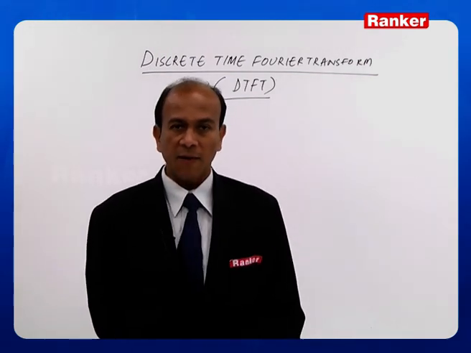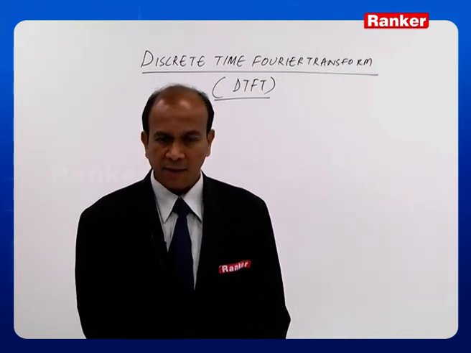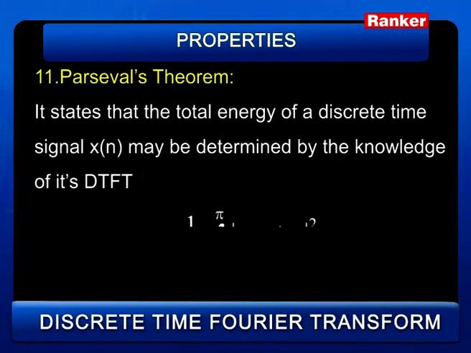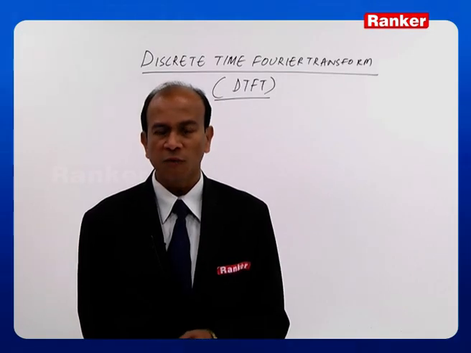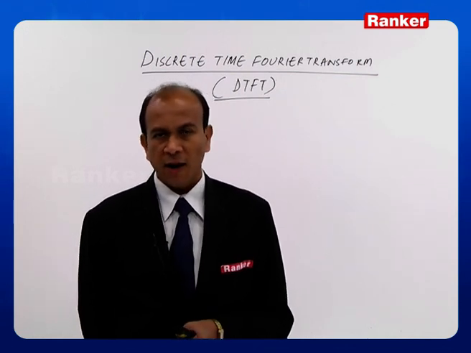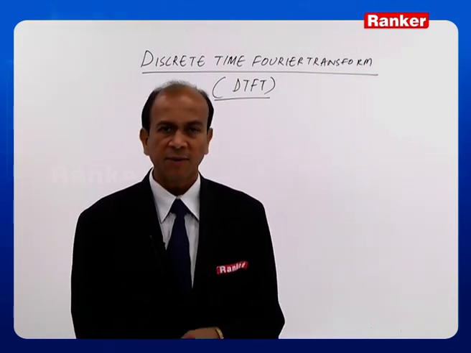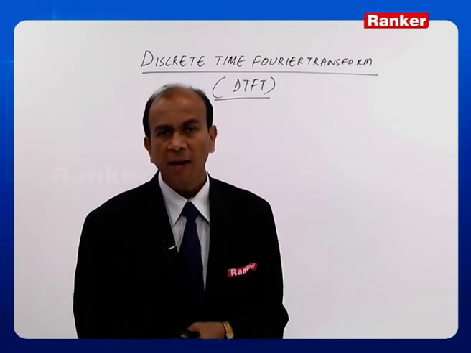Let us look at the 11th property. It is called Parseval's theorem. What does Parseval's theorem say? It states that the total energy of a discrete time signal x of n may be determined from the knowledge of its DTFT. That is, energy is given by 1 by 2 pi times the integral from minus pi to plus pi of mod of X of e to the power of j omega whole squared d omega. So, this is how you get the energy of a signal. That means, to calculate the energy of x of n, if I know its discrete time Fourier transform, then I can calculate the energy.